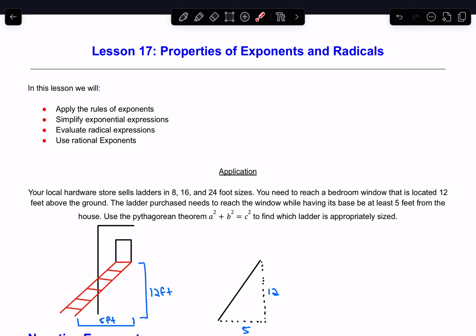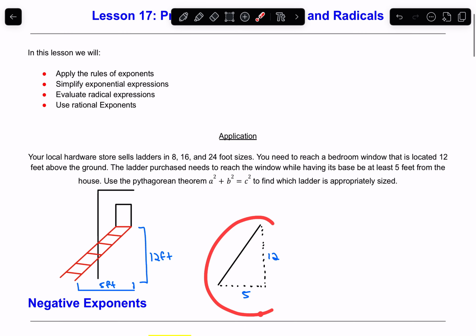is appropriately sized. And the reason this fits into here is because we're talking about radicals. And so the probably most common use of radicals is when you are solving for a side length, or usually the hypotenuse, of a right triangle. So you can see my little diagram. We have our ladder needs to reach the window. It needs to be 12 feet high and 5 feet from the wall. And so that produces this triangle you see on the right, where we have a side length of 5, a side length of 12, and there will be a right angle right here, which will allow us to use the Pythagorean theorem. So we'll come back to that one at the end, but first we need to learn a whole bunch of rules of exponents.